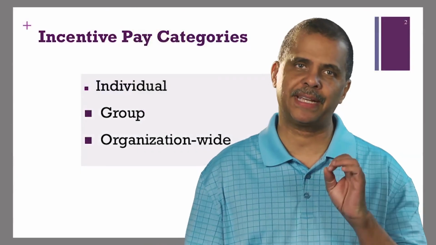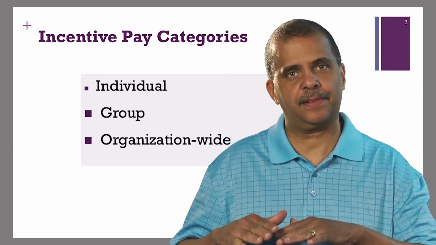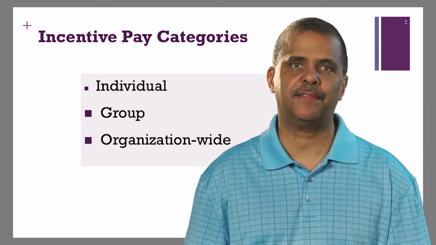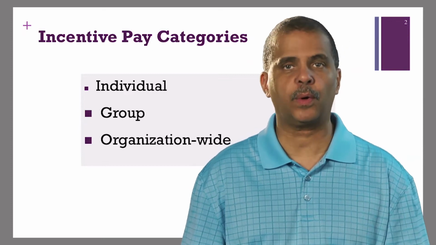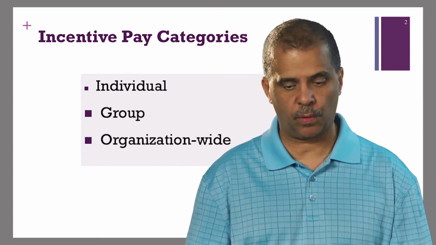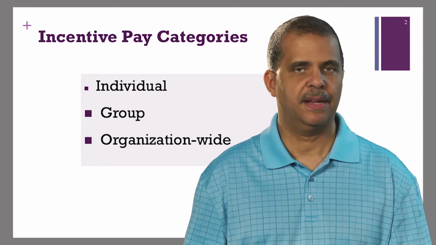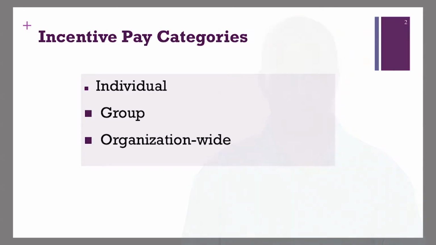When you think about the incentive pay categories, there are three. You can incentivize at the level of the individual, at the level of the group, or organization-wide. So it can be one of those, two of those, or all three of those. Let's take a look at some performance measures that are typically tied to those three categories.